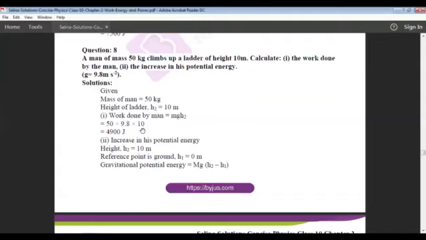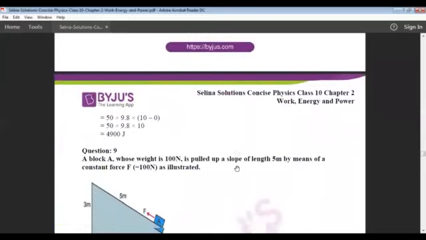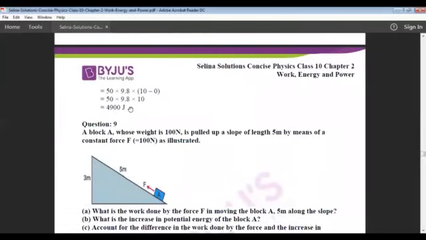Now the increase in his potential energy. Height 1 will be 0 because at the ground the height h1 will be 0, and when he climbs the ladder the height becomes h2, that is 10 meter above the ground level. Therefore, with reference to the ground point, h1 will be 0. So the gravitational potential energy will be mg into (h2 minus h1). m is 50 kg, g is 9.8, h2 minus h1 is 10 minus 0, it will be 10 itself. So again, you will get the gravitational potential energy as 4900 joules.